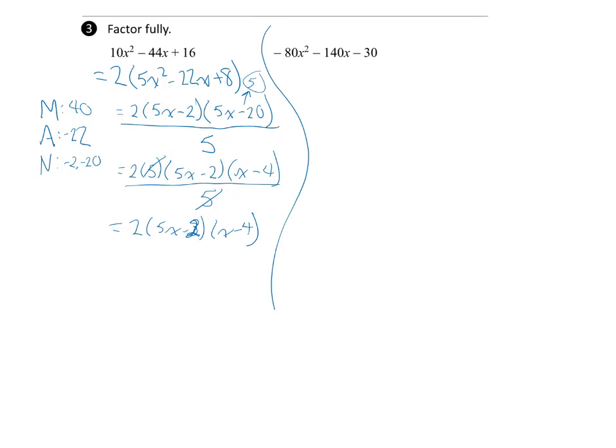Okay, let's work on the next one. We take out a factor of negative 10 first. And we're stuck with 8x squared plus 14x plus 3. Good. Okay, now I'm going to use the MAN method. Multiplication, 8 times 3, 24. Adds to 14. So our two numbers are 2 and 12.